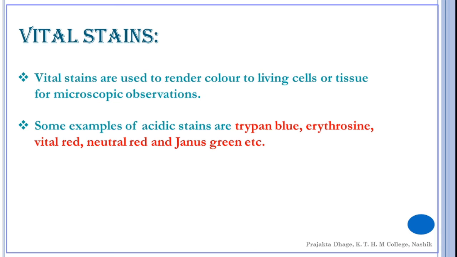So Janus green B was the best example of a vital stain which you are going to use for staining living cells or living tissues. It is not going to interfere with or hamper the organism or the type of cell.